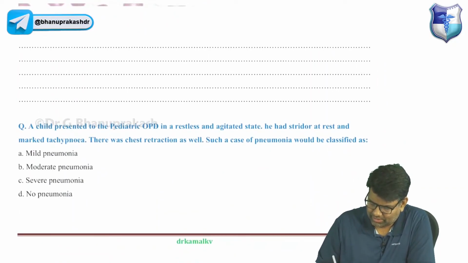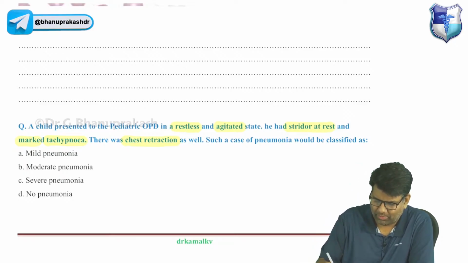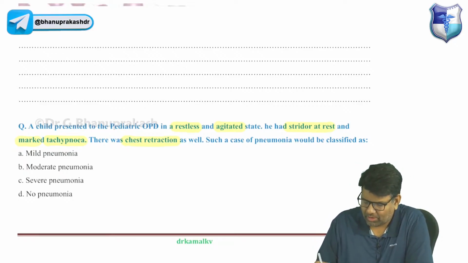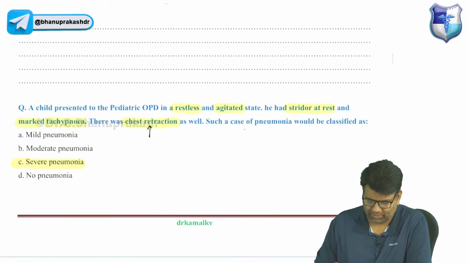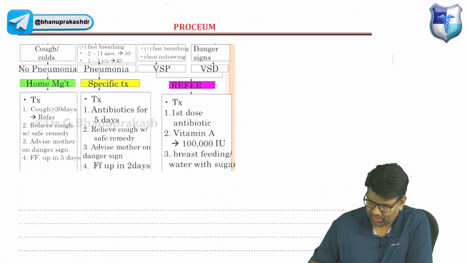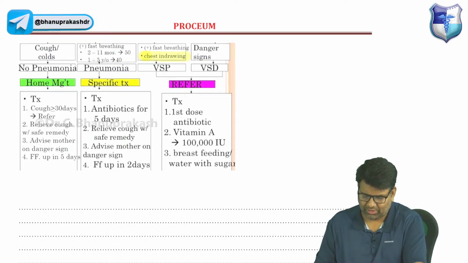Target cells, please remember it for thalassemia in a setting of anemia. A child is restless and agitated. He has stridor at rest and marked tachypnea. There was chest retraction. And what will be the classification of pneumonia? Yes, so there is chest retraction. This is severe pneumonia. Clear? Severe pneumonia. Severe pneumonia with, especially with chest indrawing, very severe pneumonia.